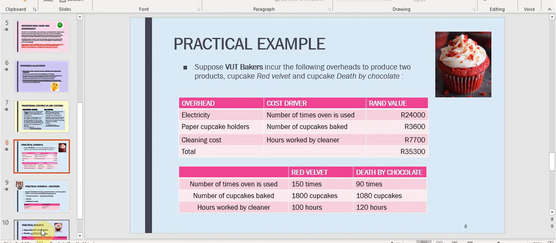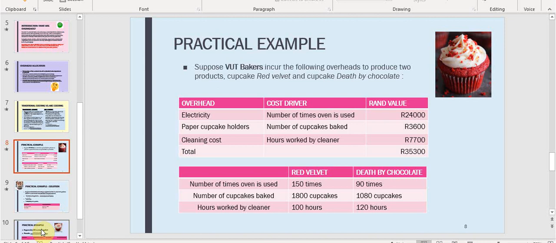All right, so we make two cupcakes. It is important to know that in questions like this, you will always work with two products or two departments, because if there is just one product produced or just one department, then automatically all the overheads need to be absorbed by that single department or product. So there will always be more than one product or department. In this instance, we are VUT Bakers and we bake two types of cupcakes, red velvet and death by chocolate.